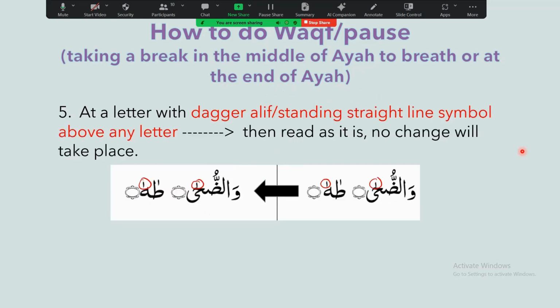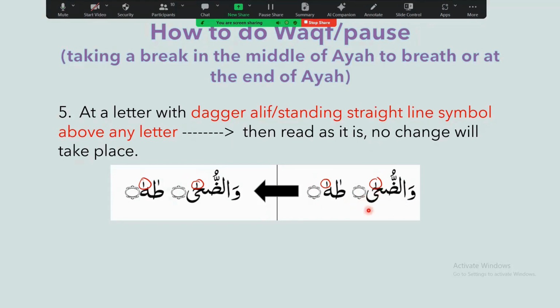Okay, the fifth point says that if you take a break at any letter with a dagger alif, or you can say a standing straight line symbol above any letter, then you change that. Okay, so let's see the example. So wadduha, at the end, again, you're not supposed to confuse this and say there is a ya here. No, there isn't a ya when it comes to the sound of it. The way you articulate it, you say wadduha.